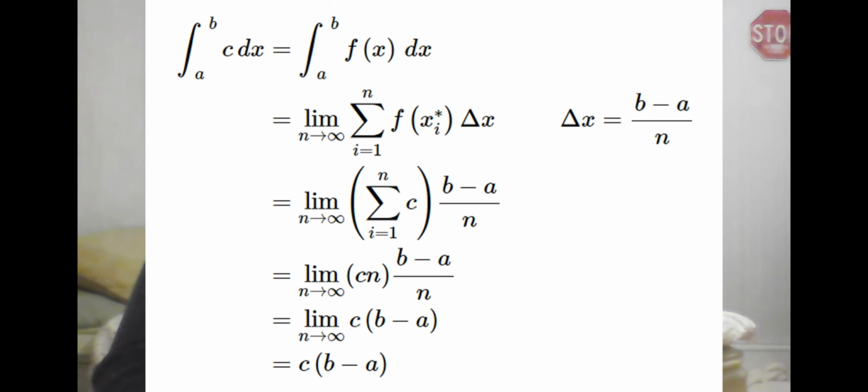We see that the result of the sum is c times n because it is c plus c plus c plus c plus c, n times. So now we can see that the n's will logically cancel out.